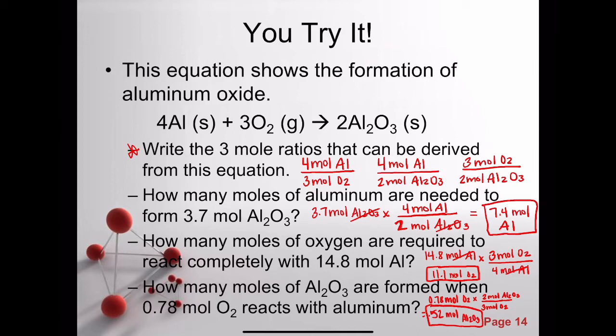Okay? In the second one, basically you're doing the same, starting with what they've given you and trying to get from aluminum to oxygen. So you do the 3 to 4 ratio. So over here we flipped this ratio.